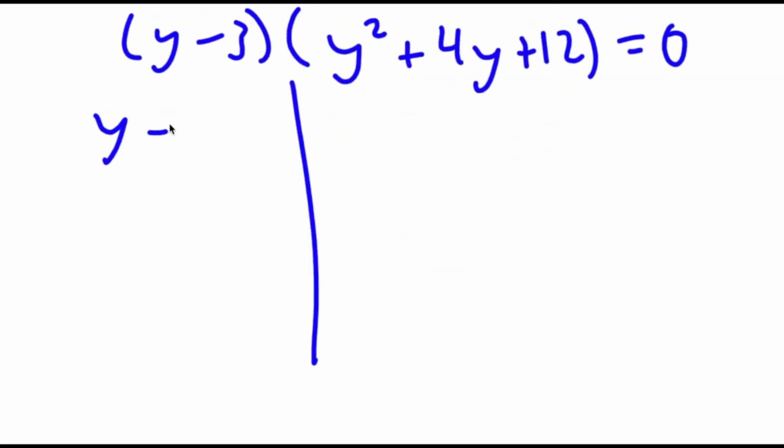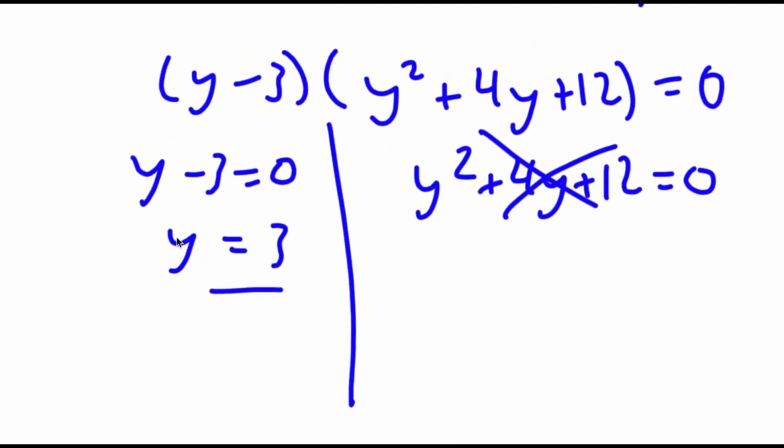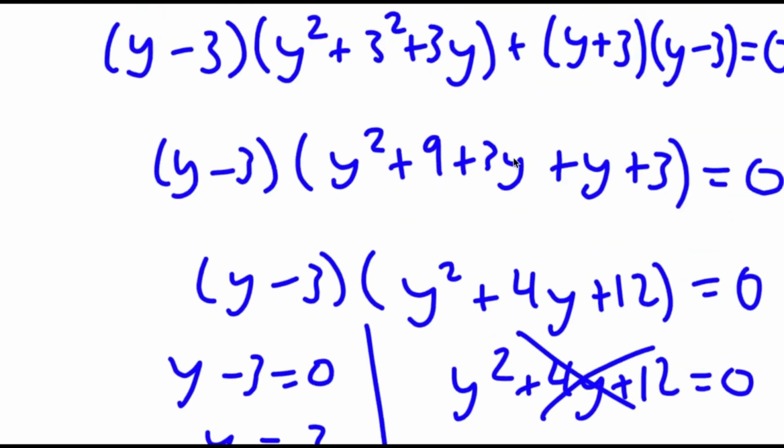So this gives me two equations. y minus 3 is equal to 0, which means y equals 3. This is one solution. And y squared plus 4y plus 12 is equal to 0. So to solve this, we have to use the quadratic formula, which is negative b plus or minus the square root of b squared minus 4ac over 2a. I'm not going to waste your time actually plugging them in, but if you do, you end up getting that it's less than 0, so this won't work out. So y equals 3 is my only solution to this equation.